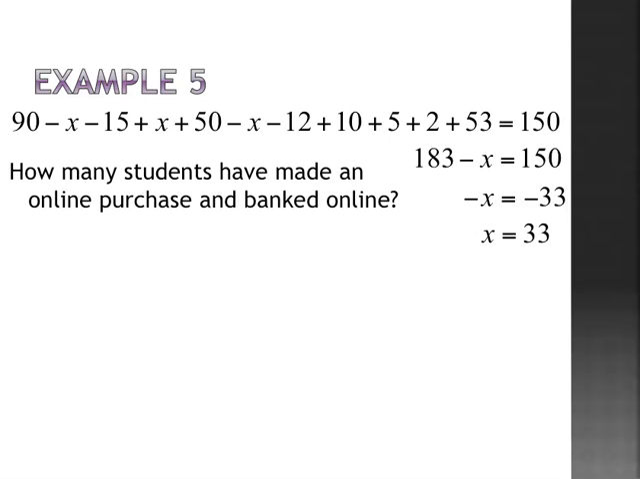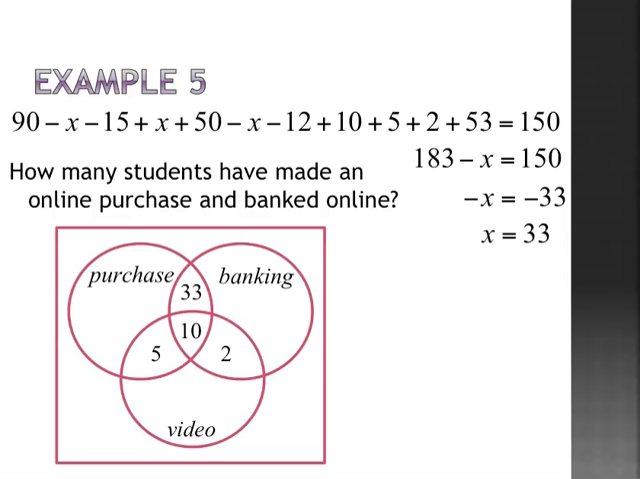Now the question, how many students have made an online purchase and banked online? It doesn't say have only done the online purchase and banking online, so that means that it must also include the ones who have also watched a video. So going back to our Venn diagram, we can now fill this back in and say this is 33, and what it's asking for is this shaded region here. So 33 plus the 10, so altogether there are 43 students who have made an online purchase and banked online.